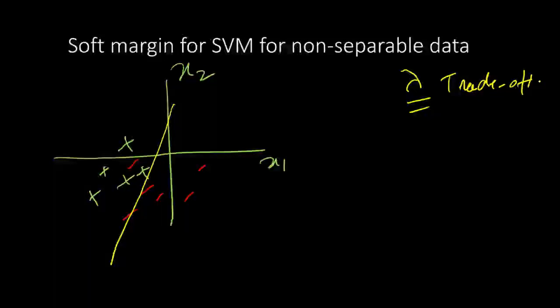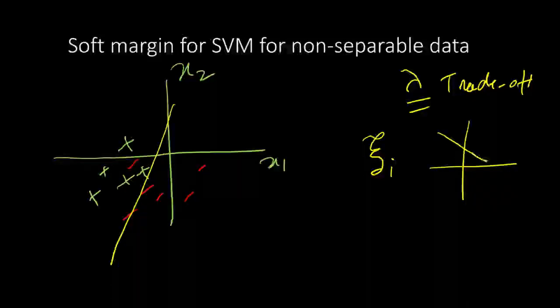And how we will do that is we will also introduce something called a slack variable, and this slack variable is going to be for each point i. What is this slack variable? It will basically tell us how far are we on the correct side of the margin, not just the correct side of the hyperplane, but how far are we on the correct side of the margin. So basically it will encode a function like this.